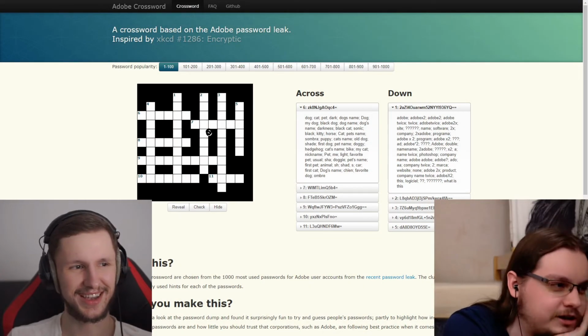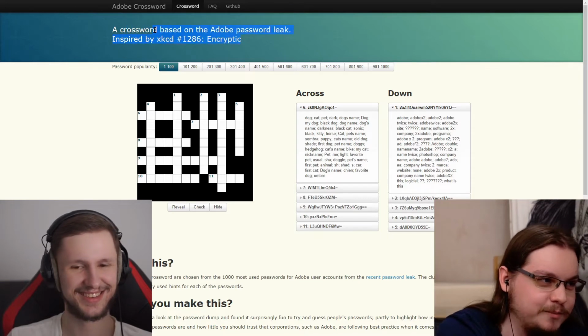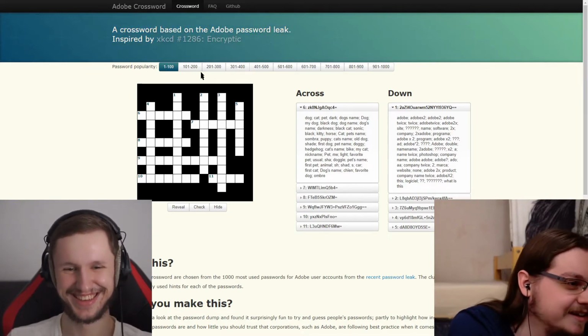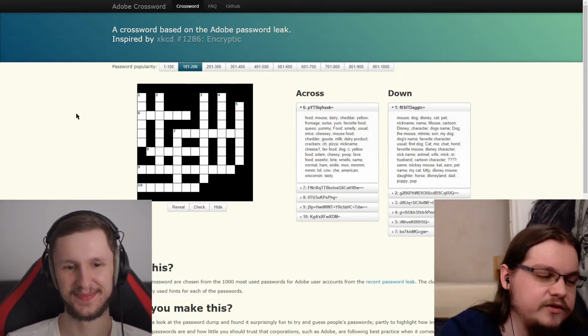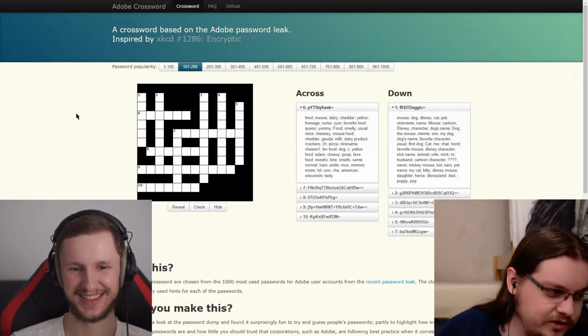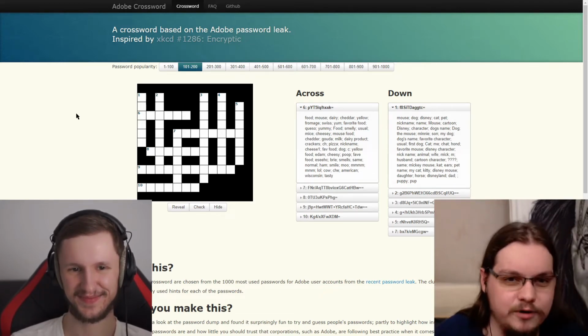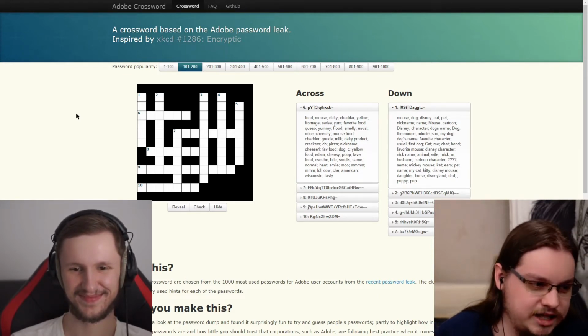So, that is that. Now, for a second computer-themed game quiz type thing, we're doing a crossword. Kind of computer. And we're not just doing any crossword. We're doing a crossword based on the Adobe password leak. I have played around with this one before, so we're doing the next one. These are somewhere between 101 and 200 of the most common passwords on Adobe, as per the leak. Though technically the leak didn't leak the passwords, it just leaked the hints and the hashes.